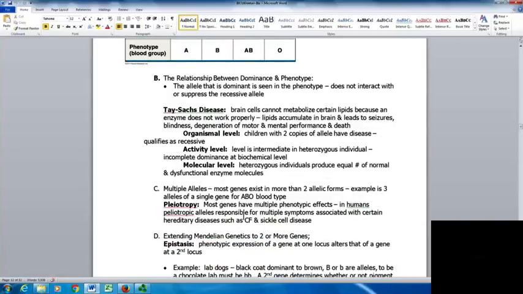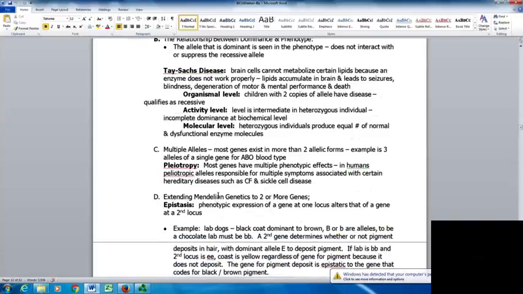With multiple alleles, we see most genes actually do exist in more than 2 allelic forms. For example, human blood types with the A, B, and O alleles. With pleiotropy, most genes are going to have multiple phenotypic effects. In humans, the pleiotropic alleles will be responsible for multiple symptoms associated with certain hereditary diseases. This is seen with cystic fibrosis or sickle cell disease.